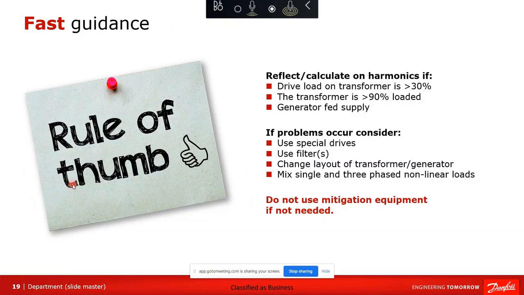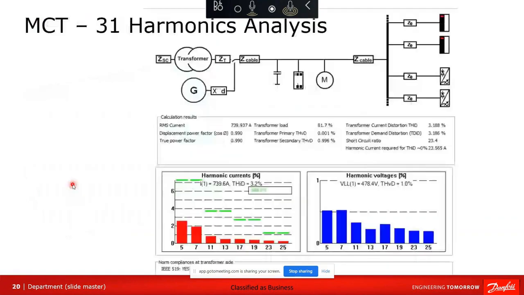If problems occur, consider using special drives, using filters, changing the layout, and mixing single and 3-phase nonlinear loads. We'll go into some mitigation technologies as we go along. And this is an example. We offer a free harmonics analysis program. You input the transformer data, you input the drive data, and it will tell you where you are.